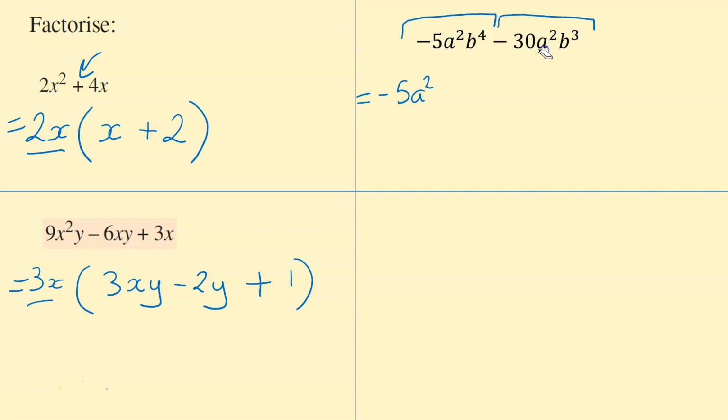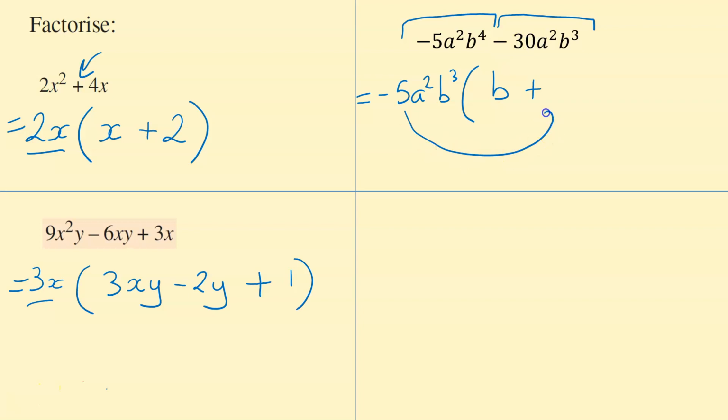Let's look at the b's now. This one has 4 b's, this one has 3 b's. Well, we're going to have to do b to the 3. And let's do it now. This times what is going to give you all of that? What's missing? Well, a b's missing. Let's put it there. Let's look at the sign, by the way. A negative times a positive is a negative. Yes, negative. Next one. Negative times what gives you negative? A positive.